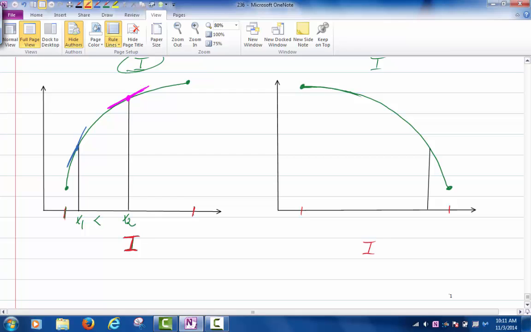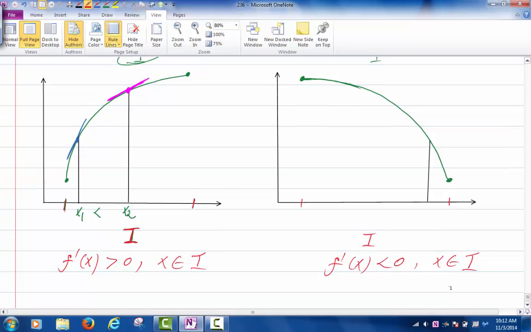What can you say in the third picture? Is f prime positive in this third picture? Yes, it's positive for every x inside of that interval I. And in the fourth picture as well, the first derivative is now negative, right? All the slopes are negative now on that interval I.